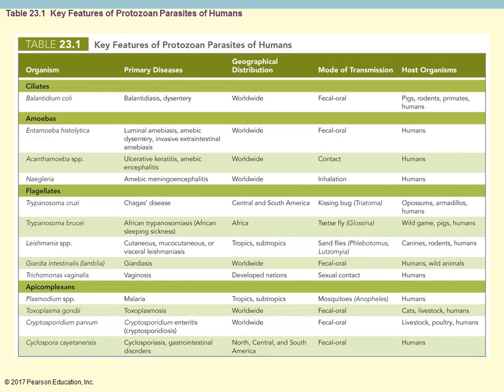So this table is showing the breakdown of the 4 different groups of the protozoans. Remember, they are grouped by how they move, and the different organisms and the diseases that they cause.